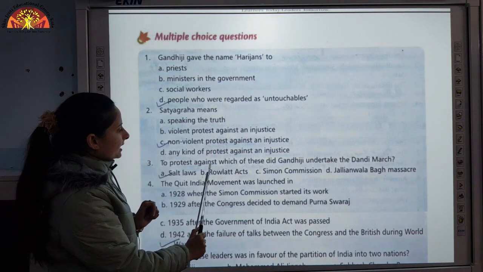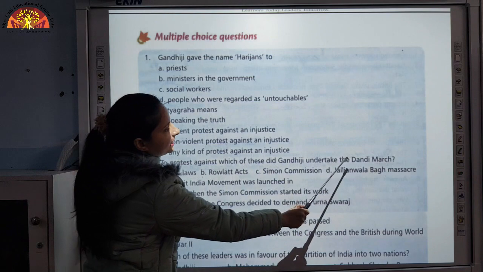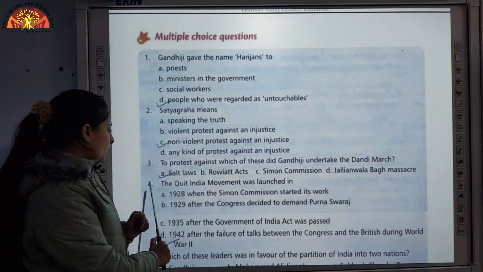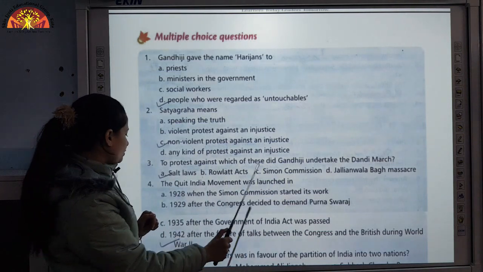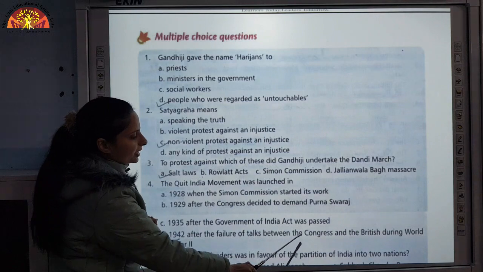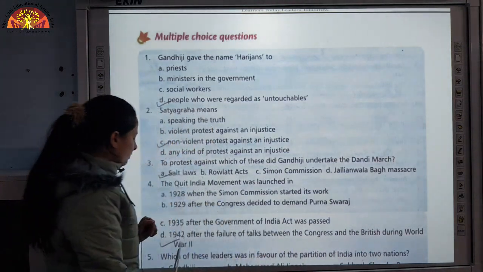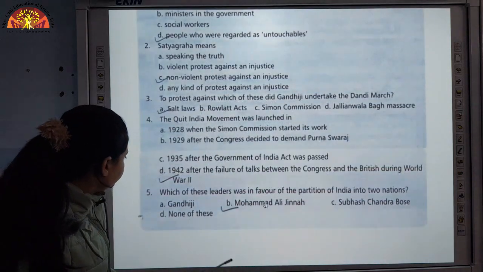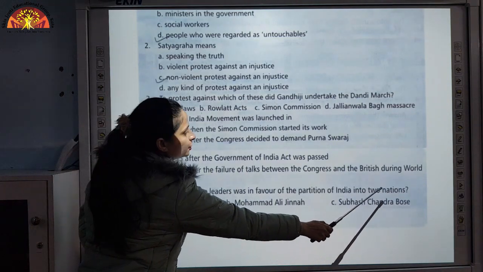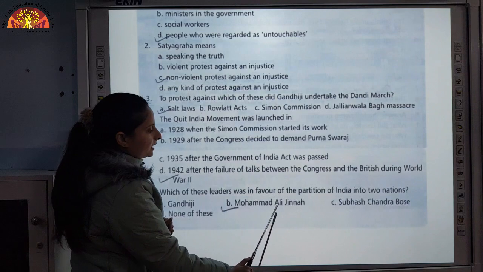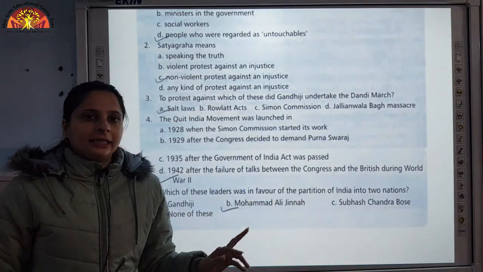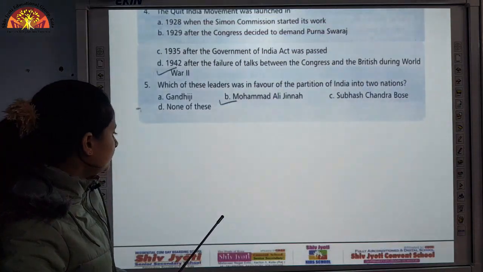Third, to protest against which of these did Gandhiji undertake the Dandi March? Against the salt laws, which were passed by the British. Fourth one, the Quit India movement was launched in, D is the correct option, 1942, after the failure of talks between the Congress and the British during World War II. Now fifth one, which of these leaders was in favor of the partition of India into two nations? The correct answer is Muhammad Ali Jinnah. He wanted that India should be divided into two nations, Pakistan and India. Okay, now we'll move ahead with the copy work.